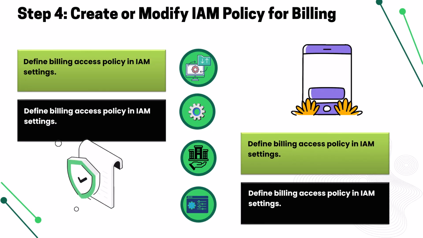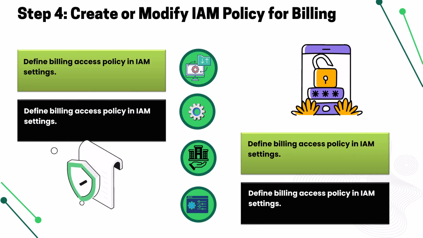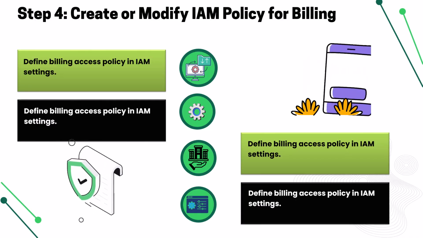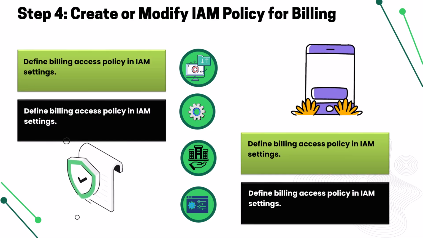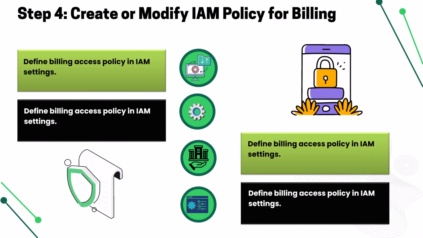Security first. Last but not least, let's tweak the IAM policy. AWS lets you customize permissions using JSON-based policies. Assign billing access only to roles that need it, because over-permissioning is an open invitation to chaos. Once configured, do a quick check to ensure everything works smoothly.